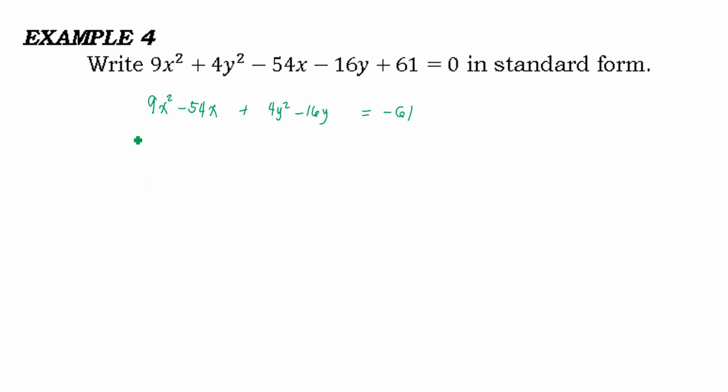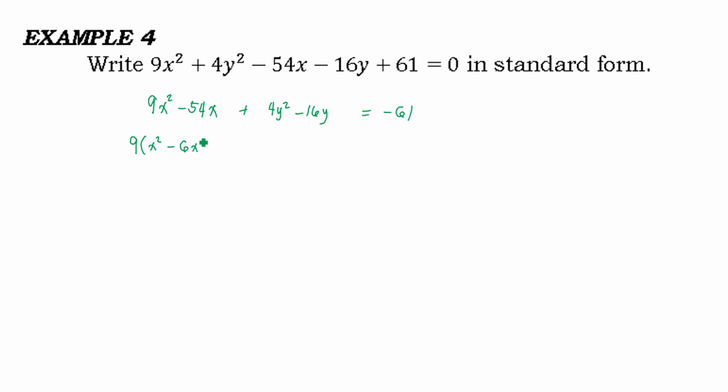So, we have the common factor of 9. So here, what happens is we have x squared minus 54 divided by 9 is 6. So, we could have 6x.